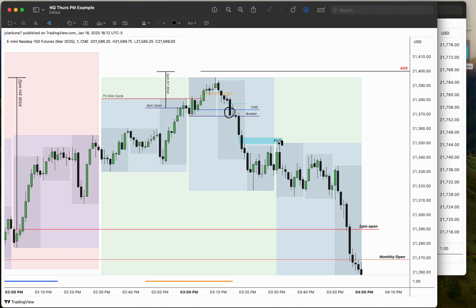Then you can add right here. When you tap back into that fair value gap and then you close down below, you can drop your stop back down to here, and you're risking nothing, but you're going to make 3 times the amount, or however many positions you put on.